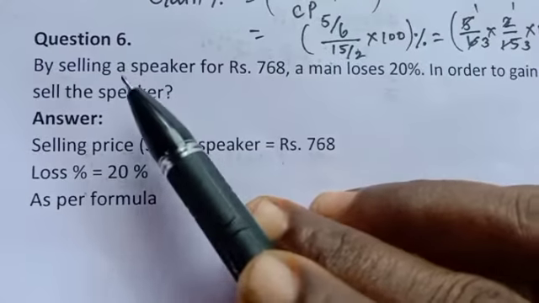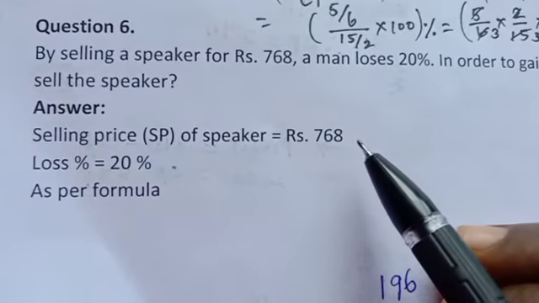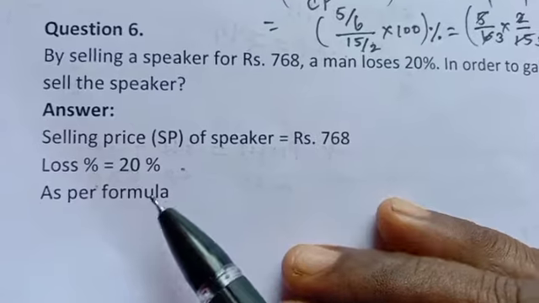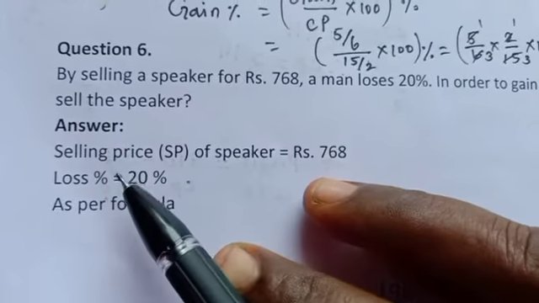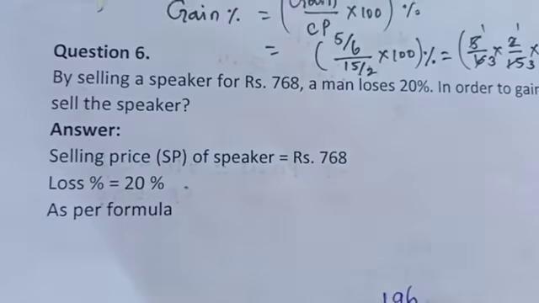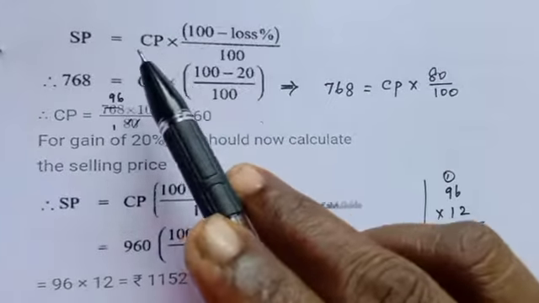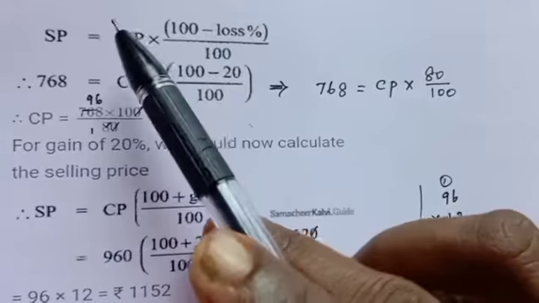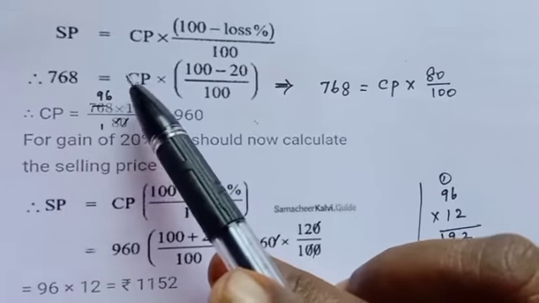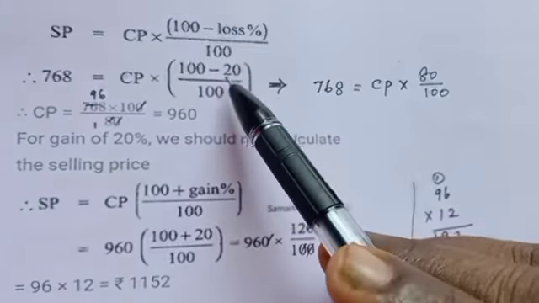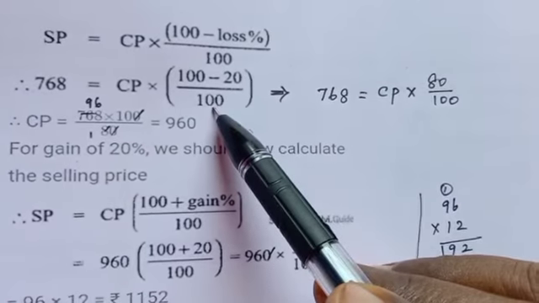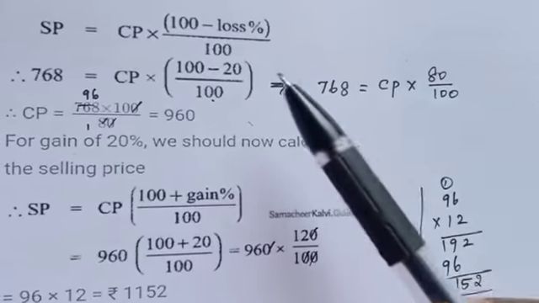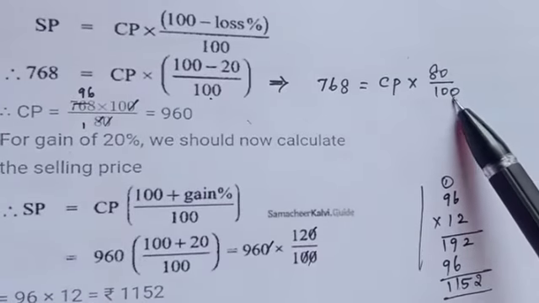What is given in the question? SP of the speaker, yes, rupees 768. What is the loss percentage? 20%. SP and loss percentage are given. What is the formula? SP is equal to CP into 100 minus loss percentage by 100. SP given 768 is equal to CP into 100 minus loss percentage 20 by 100. Yes, this 768 is equal to CP into 100 minus 20, 80 by 100.